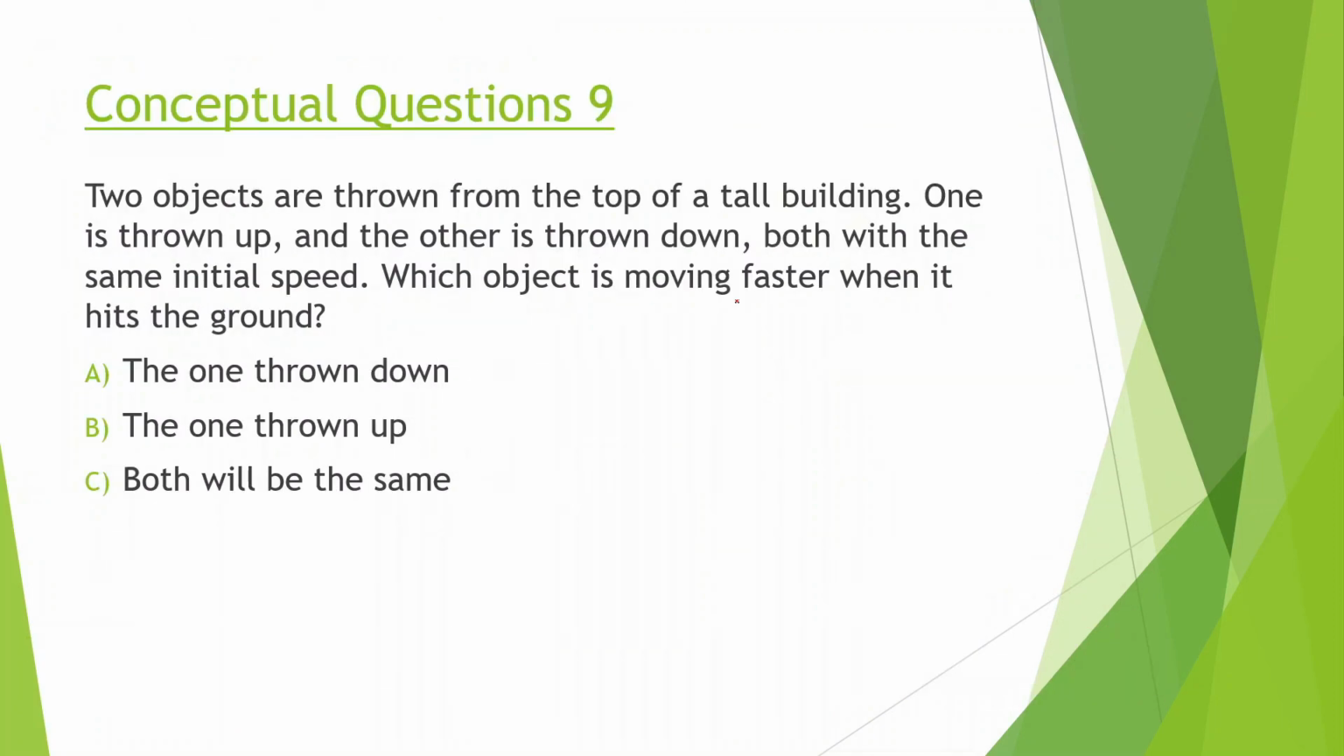Two objects are thrown from the top of a building. One is thrown up, and the other is thrown down, both with the same initial speed. Which object is moving faster when it hits the ground?